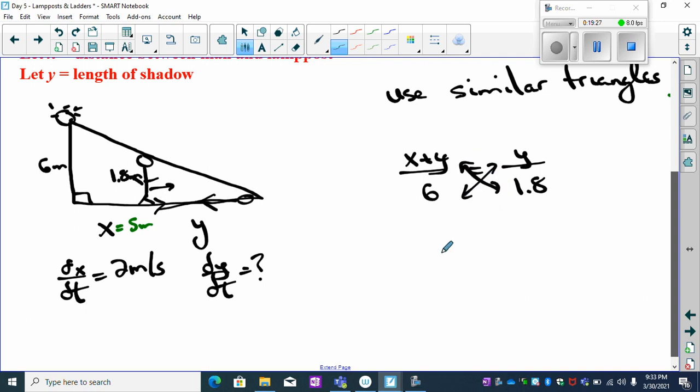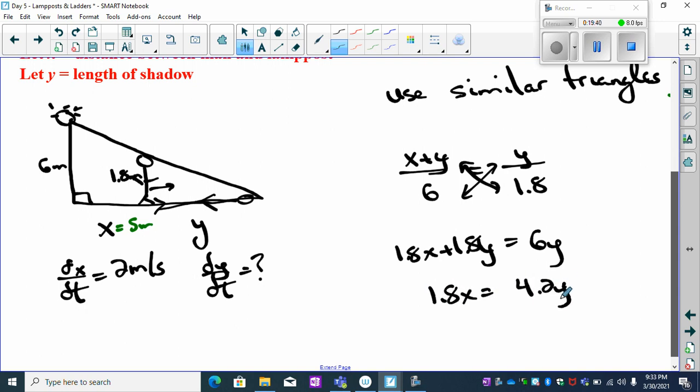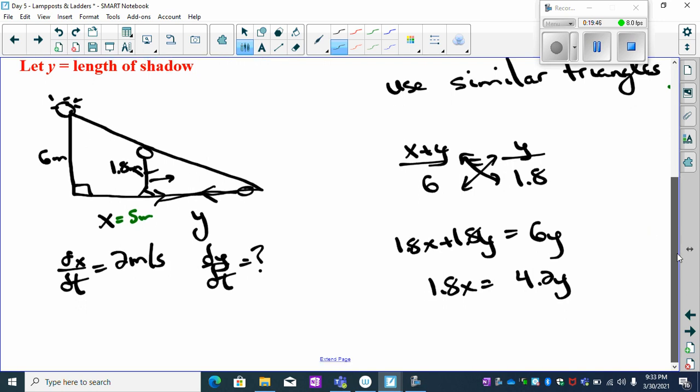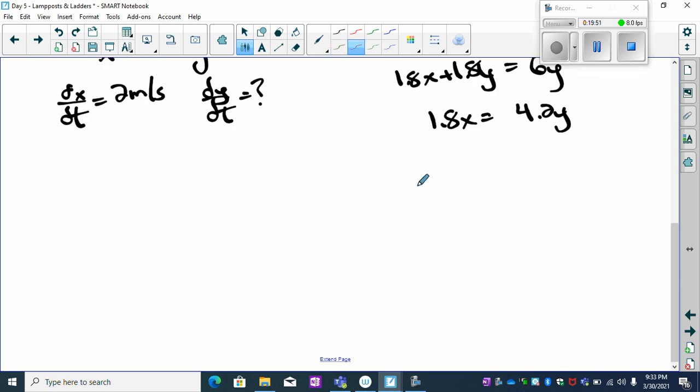Cross multiply, I get 1.8x plus 1.8y equals 6y. Subtract 1.8y from both sides, and I get 4.2y. So 1.8x equals 4.2y. And when you differentiate with respect to time, we get 1.8 times dx over dt equals 4.2 times dy over dt.